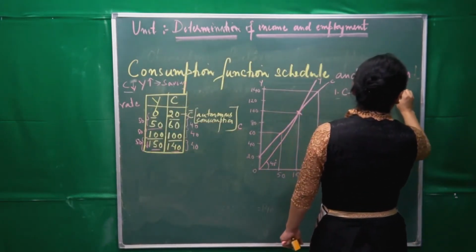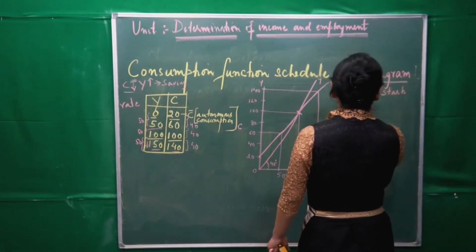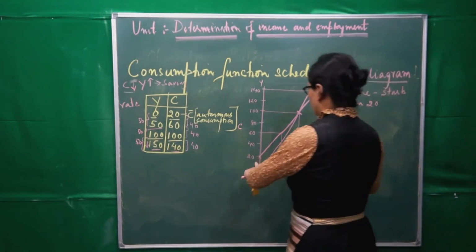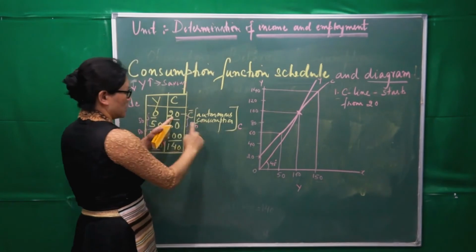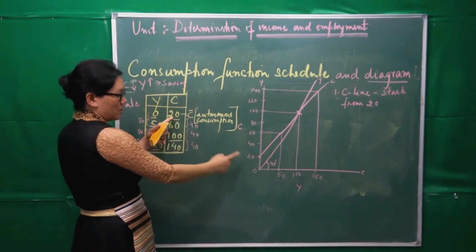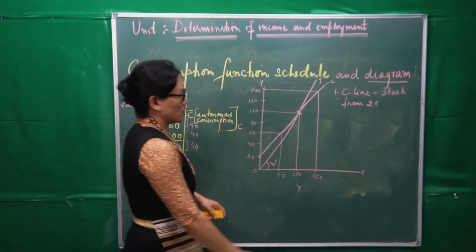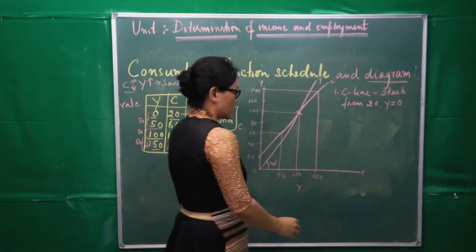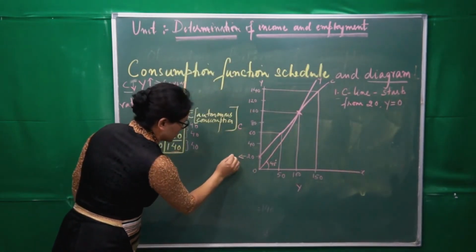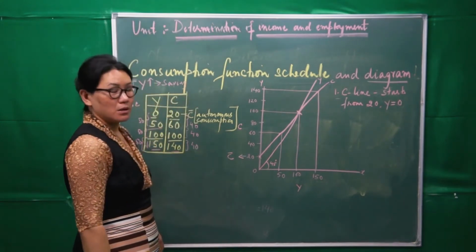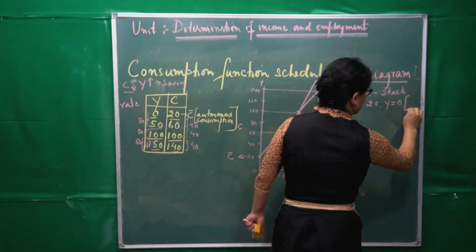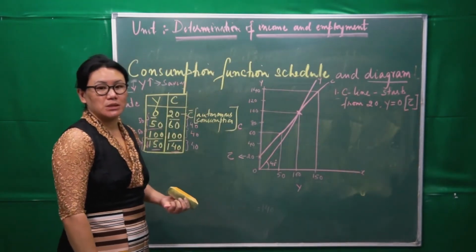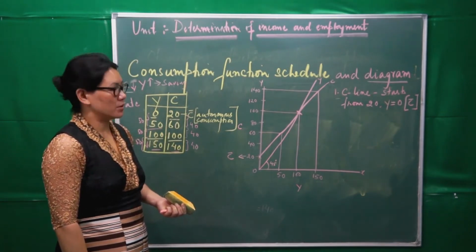It starts from where? It starts from here, 20, right? So see in the schedule, 20 when income is 0. When income is 0, so this one is what here? This is C bar. This is nothing but C bar, which represents autonomous consumption. All right.